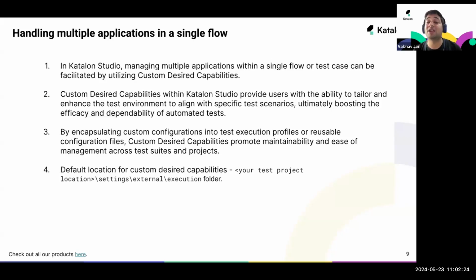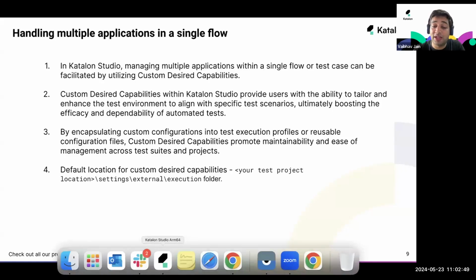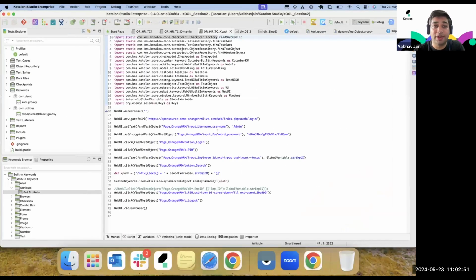For that, we have the custom desired capabilities option, where you can tailor your test environment based on the specific test scenarios, and you can use it for the execution. The default location where all the custom desired capabilities get saved is inside your test project settings external execution folder. You can go and check it. So how to create that? Let me quickly walk through that.